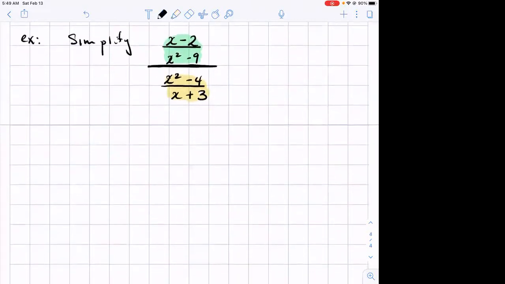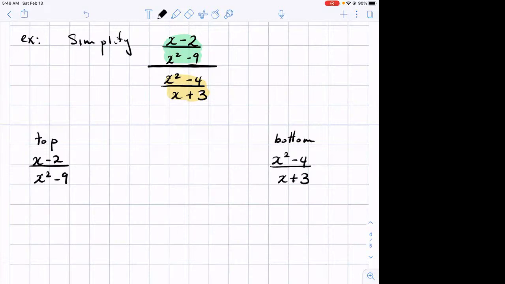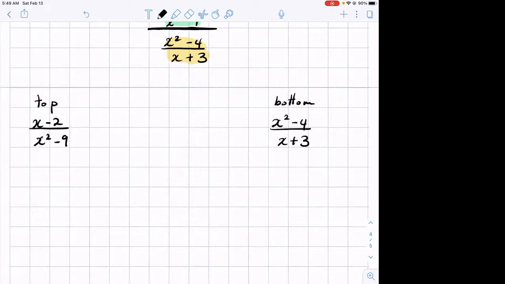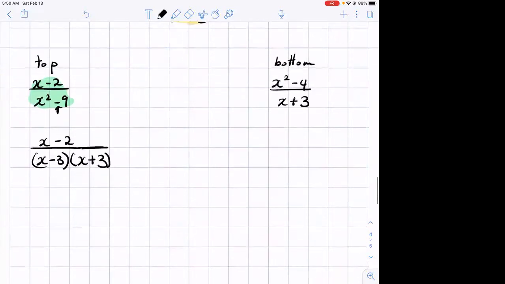So let's take out the top. Let's take out the bottom. So we have x minus 2 over x squared minus 9. And then in the bottom we have x squared minus 4 over x plus 3. Well, can we do anything here with this? It's written as one fraction already, so that's good. But we can probably factor the denominator as x minus 3 times x plus 3, because it is difference of squares. And even if we do this, nothing really cancels.